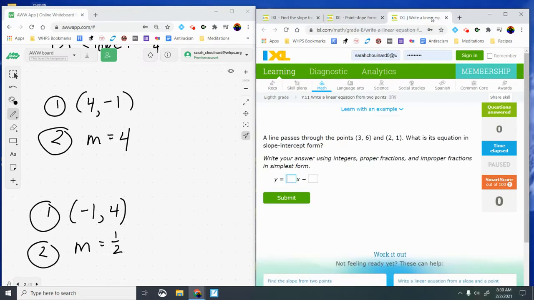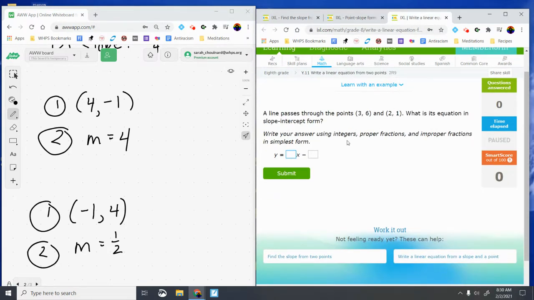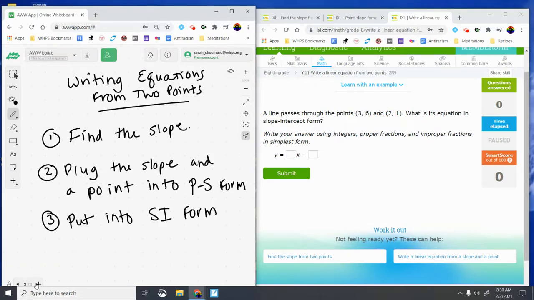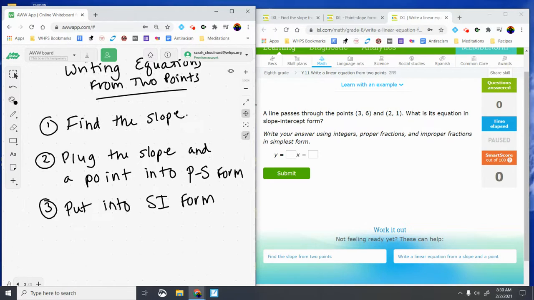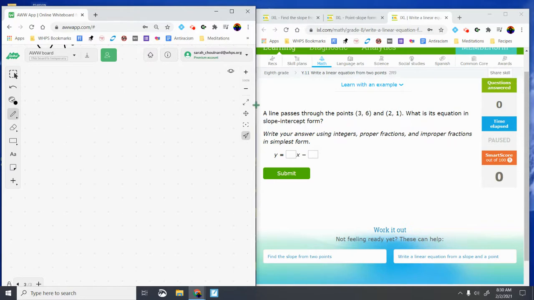And then the last type is to write the equation from 2 points. So the steps for doing that are to first find the slope, then plug the slope and a point into point slope form, and then finally get it into slope-intercept form. So for this one, let's do step 1. Step 1 is to find the slope. So I'm going to do 1 minus 6 over 2 minus 3, which is going to be negative 5 over negative 1, which is going to be positive 5.